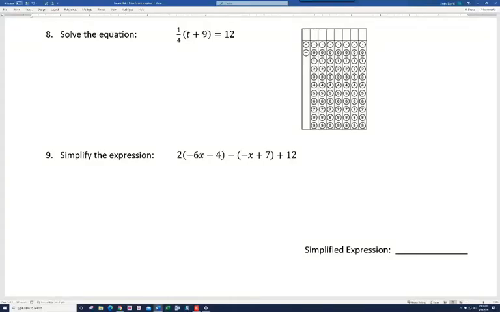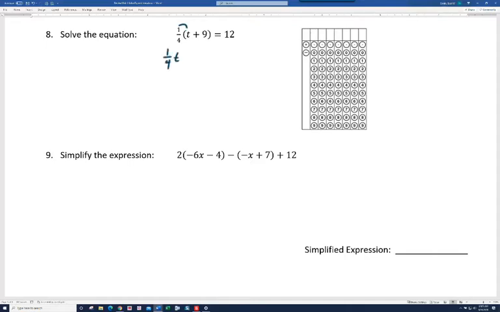All right, in this video I'll continue working on the Unit 1 review for Algebra 1. And so on number 8 here, it looks like we're going to want to distribute first so we can get rid of those parentheses. Again, that's part of simplifying.